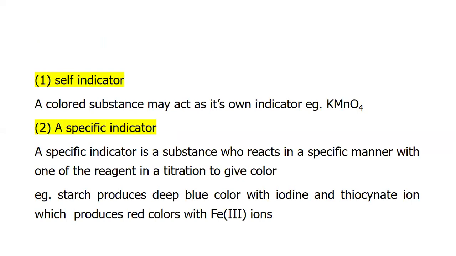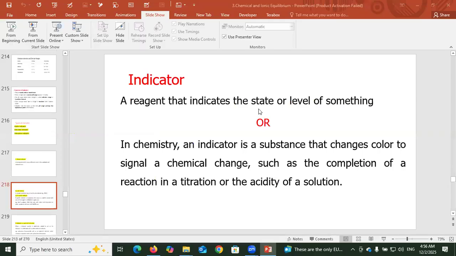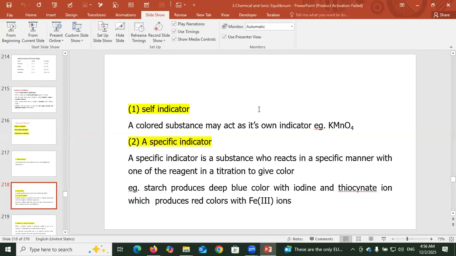A specific indicator is a substance which reacts in a specific manner with one of the reagents in a titration to give a color. For example, starch produces a deep blue color with iodine, and thiocyanate ion produces a red color with ferric ions.